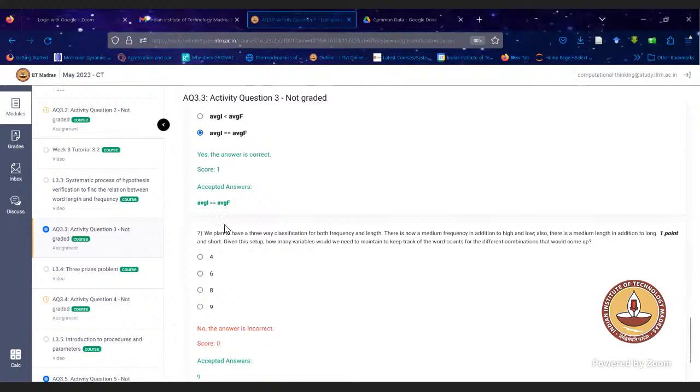Okay. So given this setup, how many variables would we need to maintain to keep track of the word count for the different combinations that would come up? So three-way classification for both frequency and length.